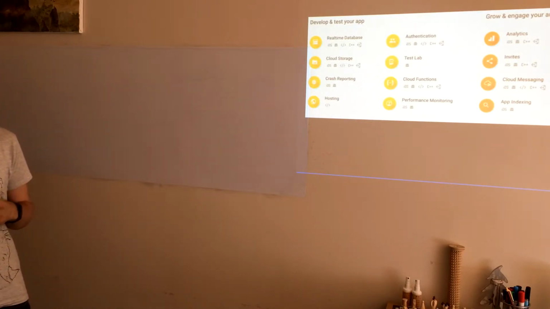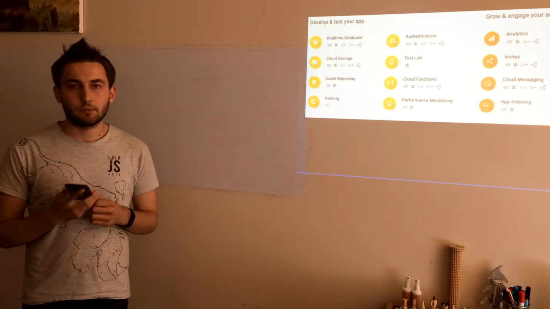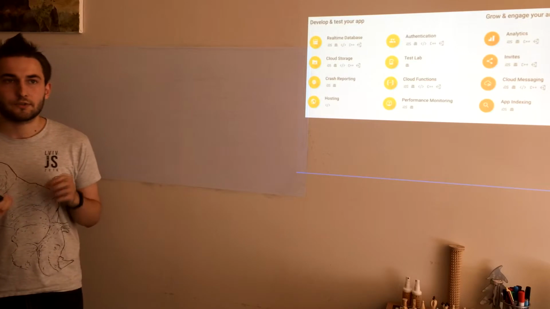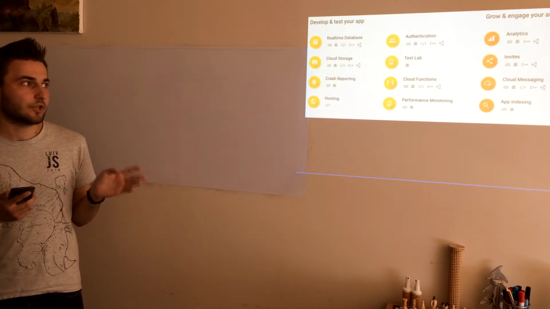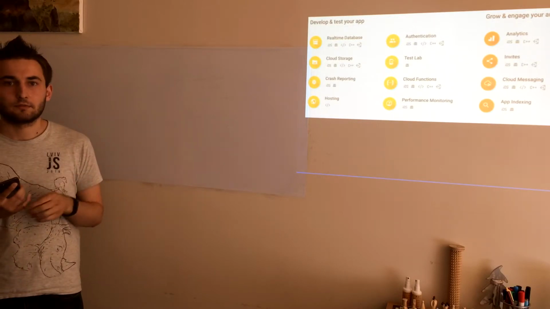And they have remote config. Remote config is a nice thing for A/B testing. So you don't need to deploy a new version of your app. You can just change the JSON file, and your app will be updated.